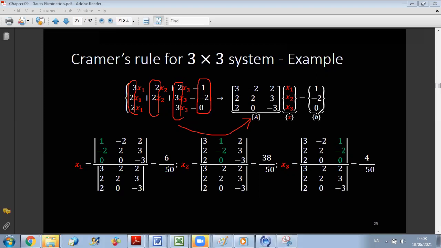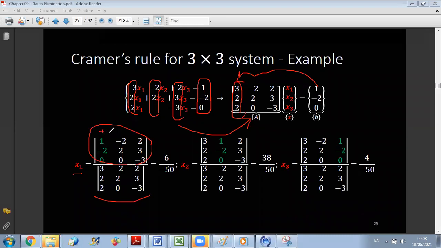The result vector is 1, minus 2, 0. And now to find x1, I take the determinant of this matrix where I replace this term by 1, minus 2, 0, and I divide by the determinant of matrix A. Then I should calculate the determinant as we have seen yesterday. It's very simple.